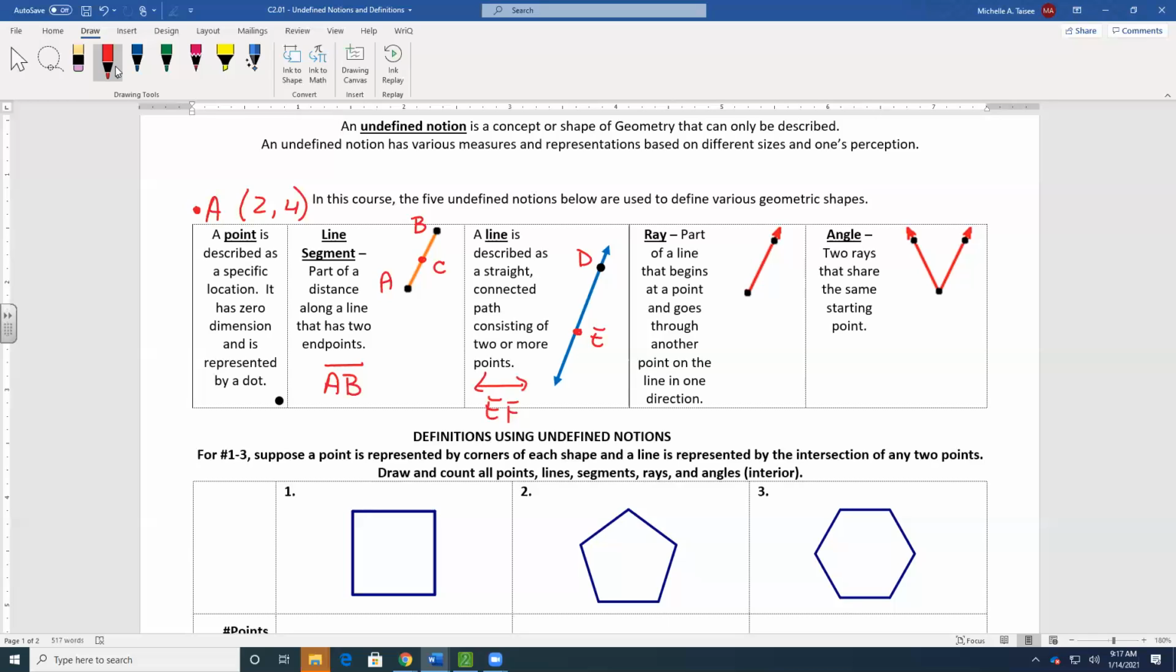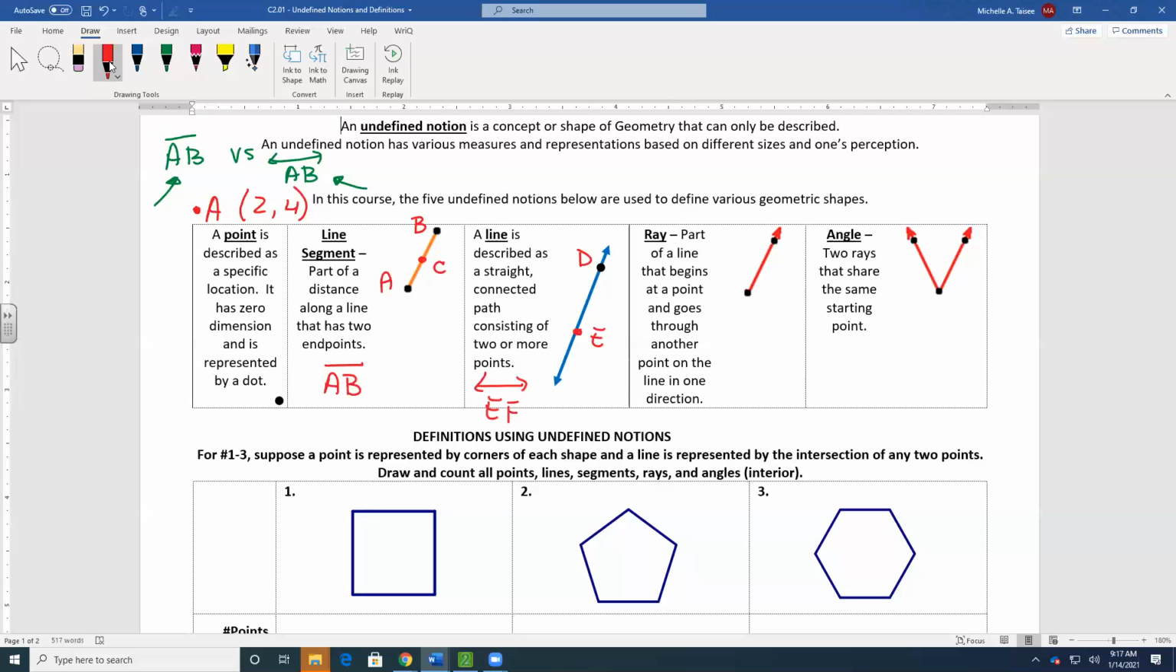So there is a difference between talking about this AB versus this AB. Right? So this one has a distance. I can find the length of it. This distance is infinitely long. Okay. All right. Next we have a ray.